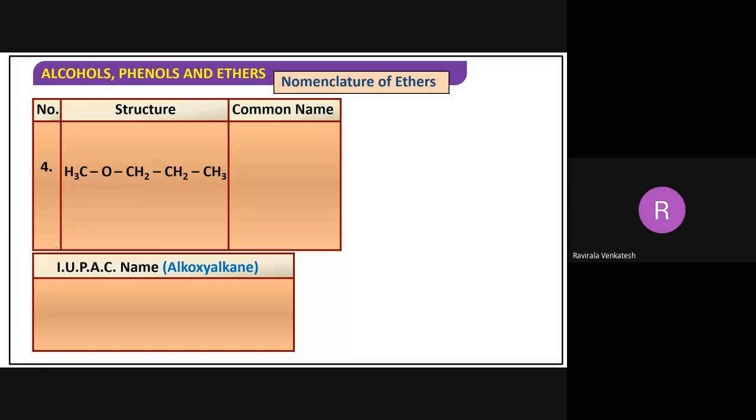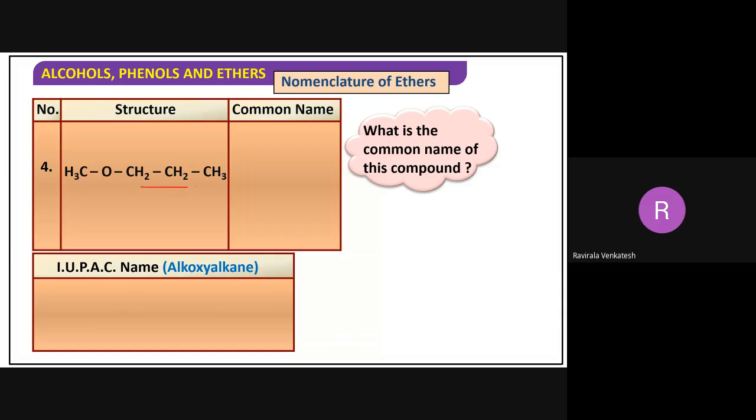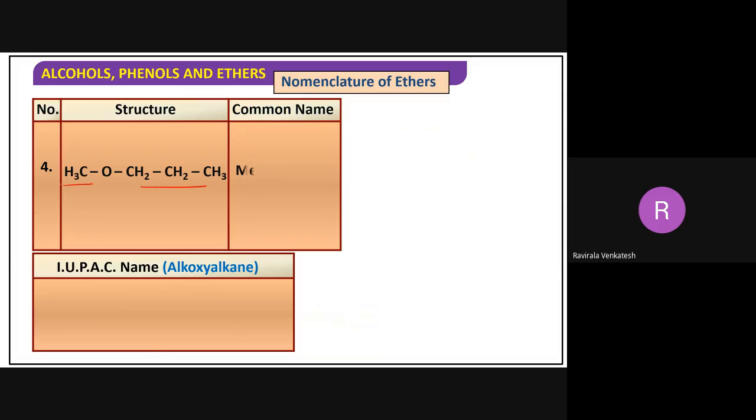For this one, the common name is very simple. This group is a propyl group. This group is a methyl group. So propyl methyl ether, isn't it? Propyl methyl ether, and n is used because it is a straight chain. We simply call it in alphabetical order, M before P. M will come first. So methyl propyl ether it is. IUPAC name, how to give the IUPAC name here?